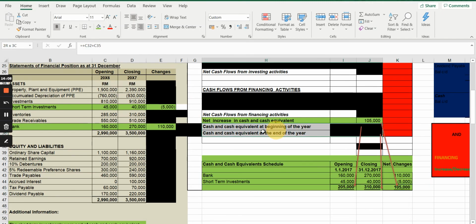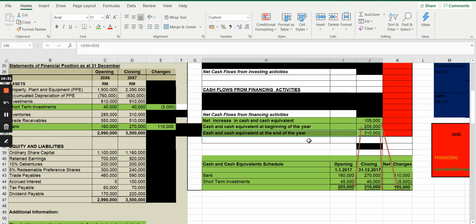Next, you can do the one at the beginning of the year. You can see the arrow that I put there. Where was this figure taken from? So 105 was taken from here. And the last one is the cash and cash equivalent at the end of the year, which is directly from the schedule. So now you can start doing your cash flow.